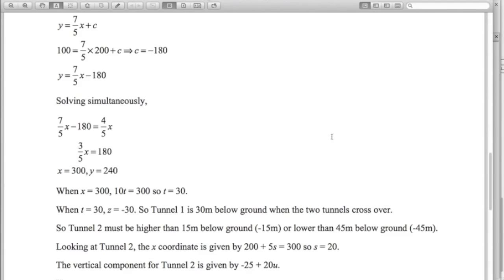Okay, so to get the clearance that we want, the second tunnel has to be higher than 15 meters below the ground, or lower than 45 meters below the ground, to get that 15 meters clearance. Remembering the first tunnel is 30 meters below the ground where they cross over.